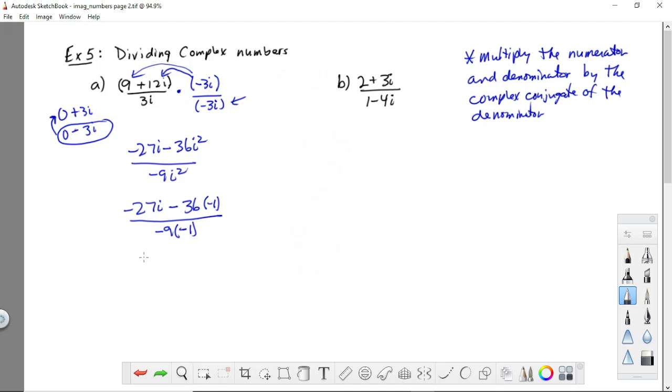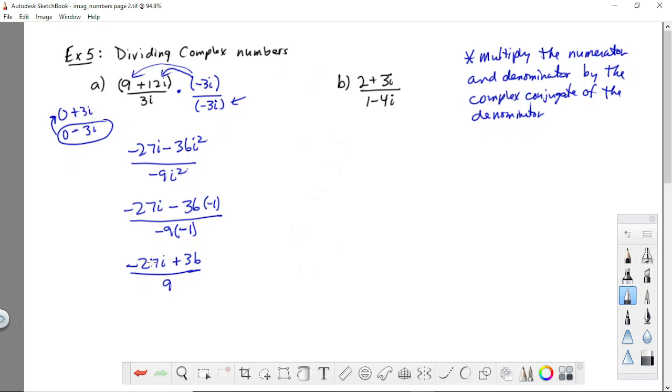So what we'll do in the numerator is just go ahead and simplify that 36. So we have negative 27i, and it's 36 times negative 1, which is negative 36, but it's minus negative 36, so plus 36. And then the denominator is just 9. And now we're almost done, but we might be able to simplify this.